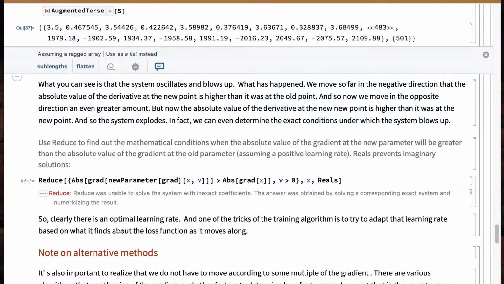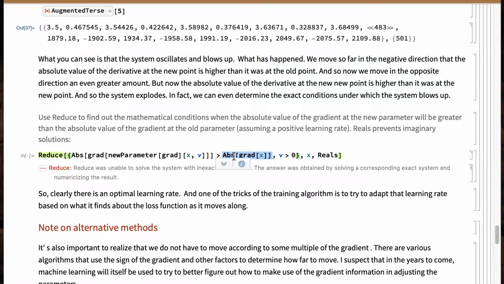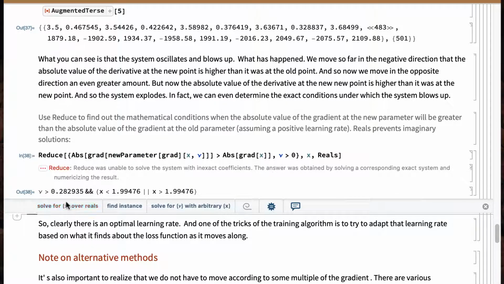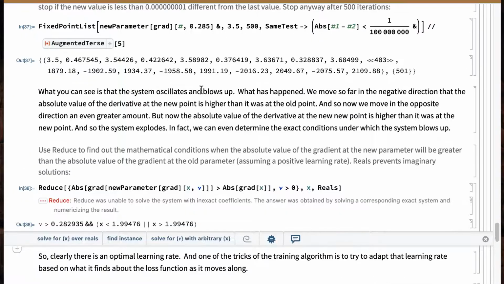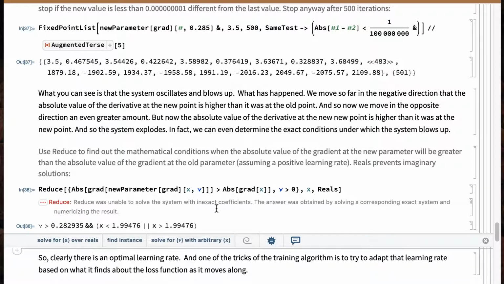And in fact, in this instance, you actually can use algebra to figure out what that critical value is where it explodes. The test is whether the absolute value of the gradient is smaller than the absolute value of the gradient evaluated at the new parameter value. And so I'm going to find out for what value of nu, the learning rate, will that circumstance occur? And it turns out it occurs when nu is greater than 0.2829, which might coincidentally be why I picked 0.285 here.